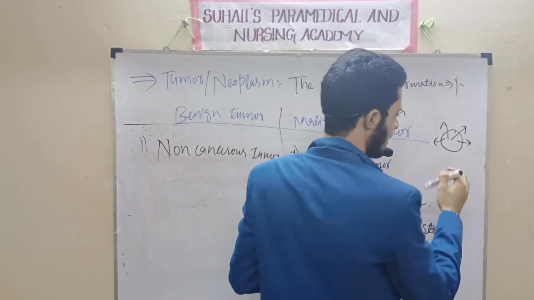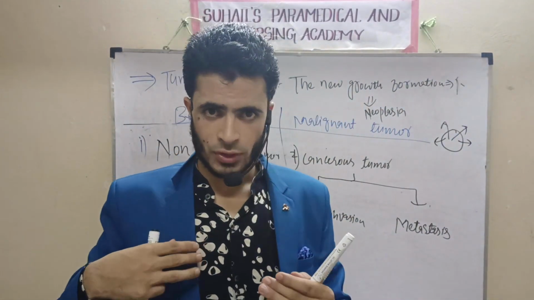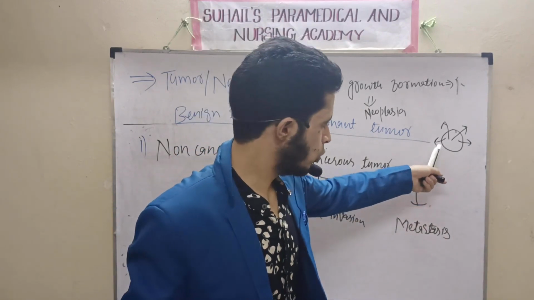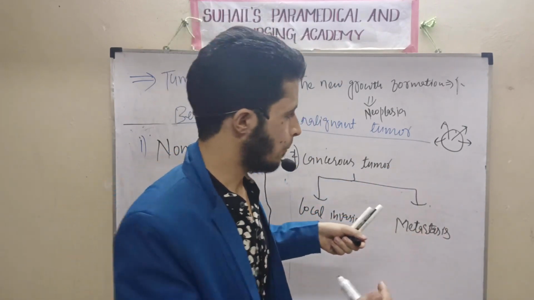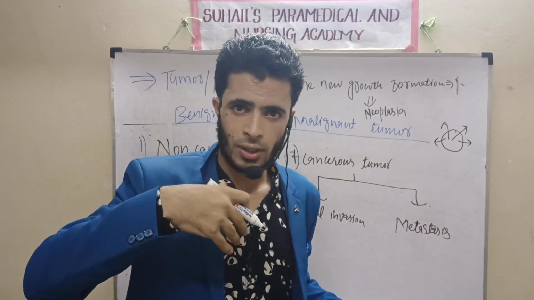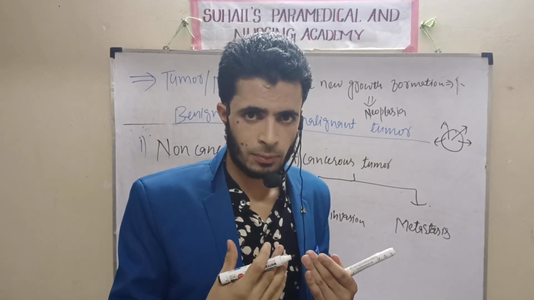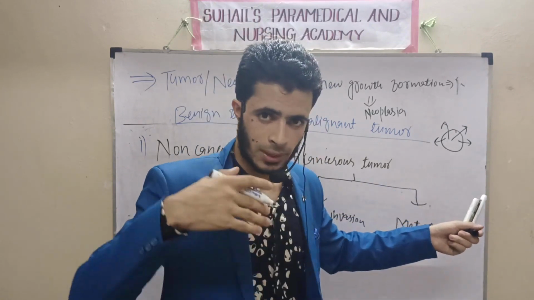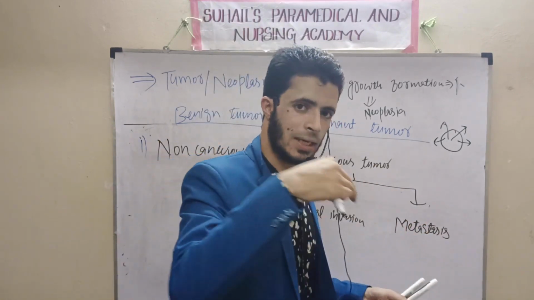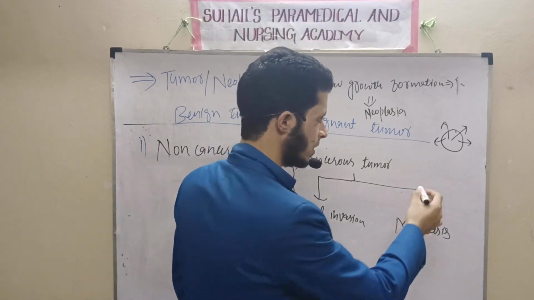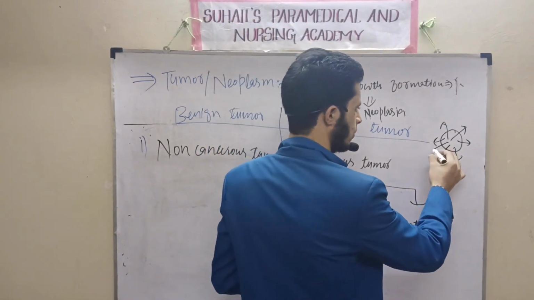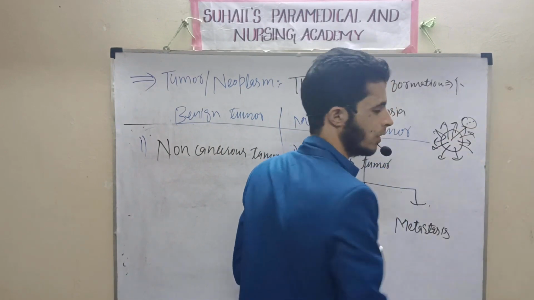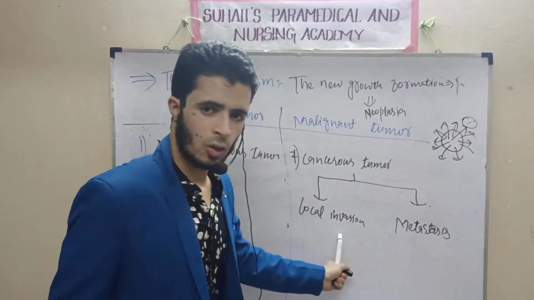Local invasion means it can enter the local tissues which are surrounding that cancer. Suppose it can enter through the ribs inside the body. In malignant tumor, the tumor can enter through the ribs inside the body. So this is local invasion by means of growth. When it grows, it will show local invasion to the surrounding tissues. These are the surrounding tissues. This is called local invasion.